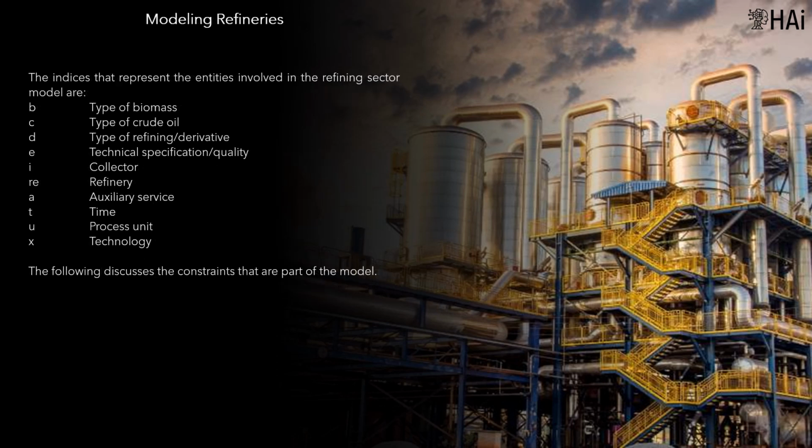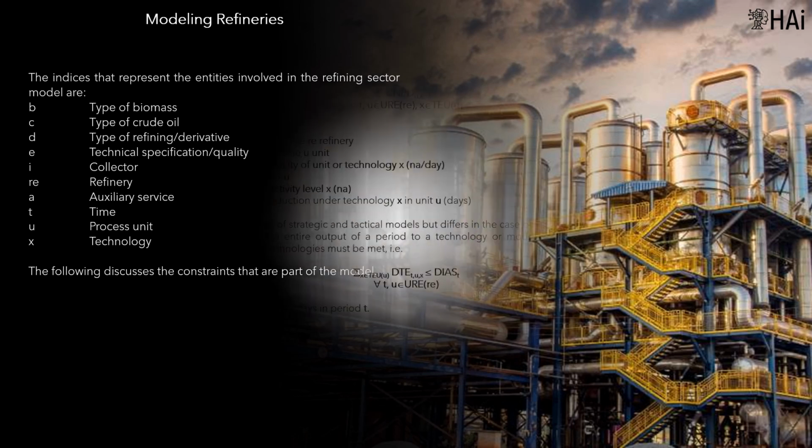The indexes that represent the entities involved in the refining sector model are: B, type of biomass; C, type of crude oil; D, type of refining derivative; E, technical specification or quality; I, collector; refinery; A, auxiliary service; T, time; U, process unit; and X, technology. The following discusses the constraints that are part of the model.